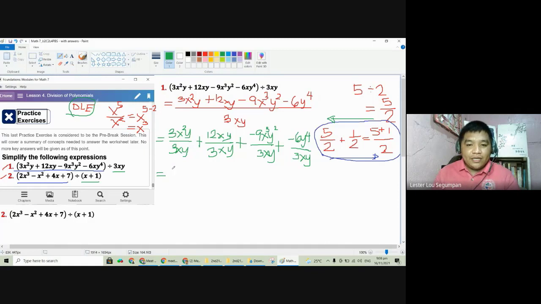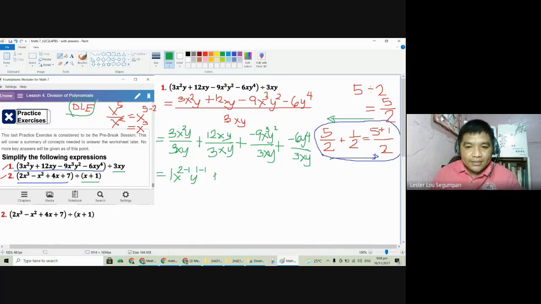3 divided by 3 is 1. And then when we divide terms with the same base, we subtract the exponents. And by means of subtracting, do it properly. For x, 2 minus 1, as 2 is the exponent of the numerator with variable x, and 1 is for the denominator. For y, you have 1 minus 1. Okay? That's just for the first term.